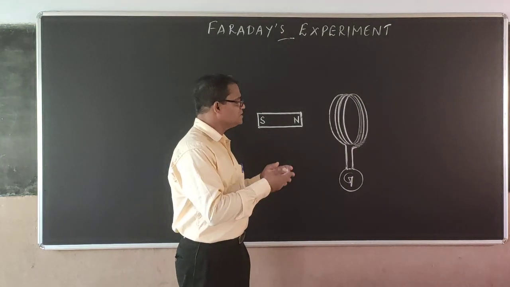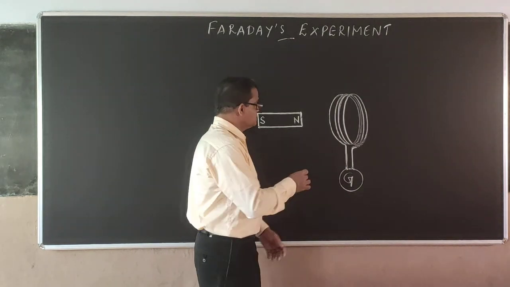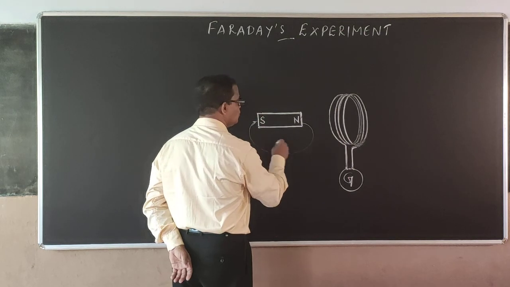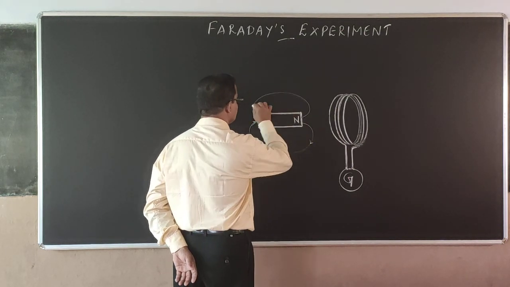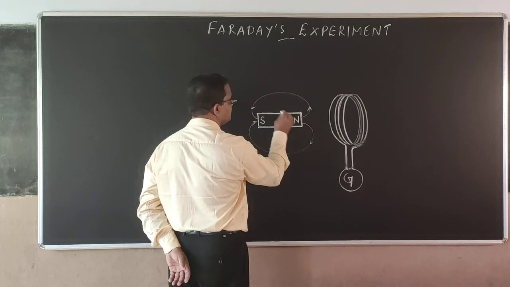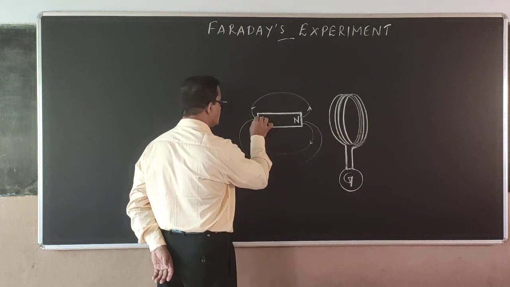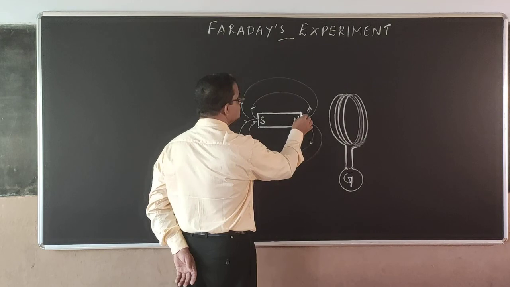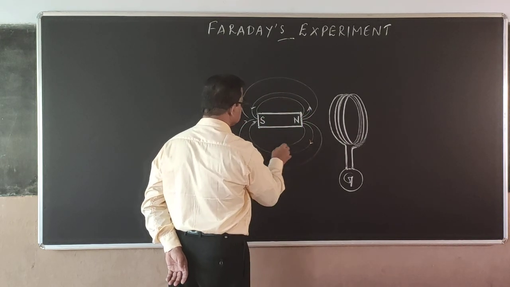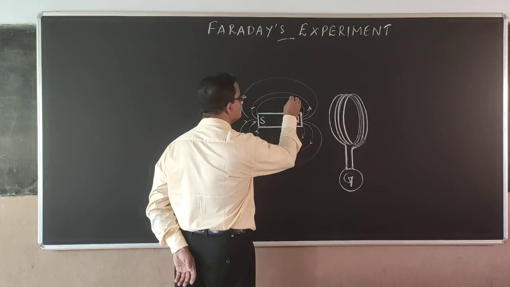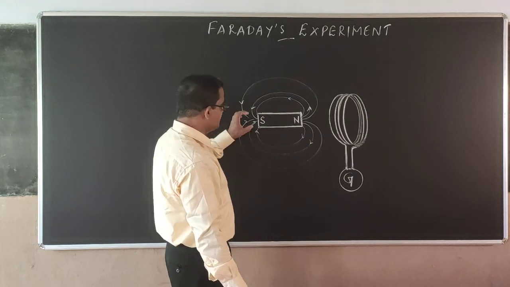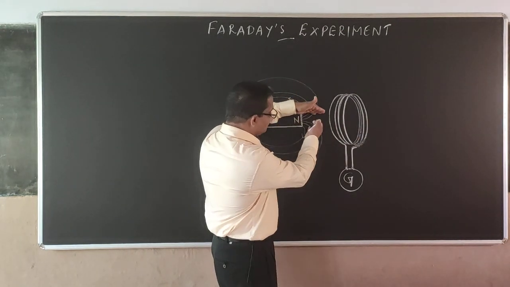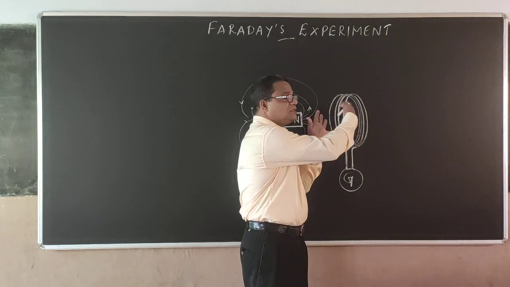Now let us see how this is being produced. For the magnet, you can see that the magnetic field lines are going like this. Magnetic field lines start from the north pole and go into the south pole. So many magnetic field lines are going like this, from north to south. As I move the magnet towards the coil, these magnetic field lines are linking with the coil.